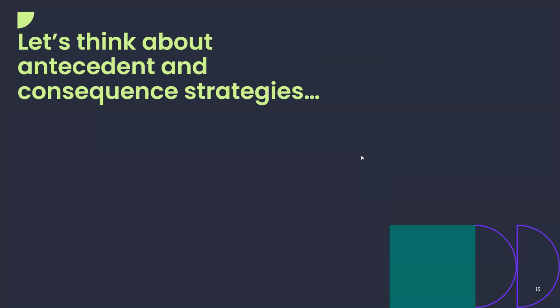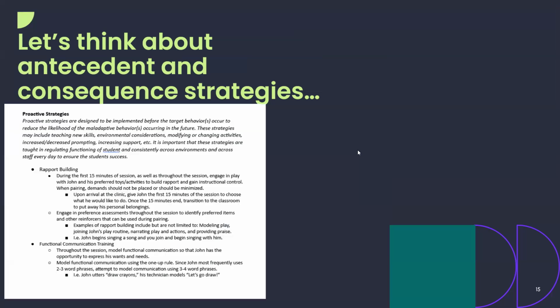Okay, let's go ahead and think about some antecedent and consequence strategies for John here. I'll give you a second to pause and think about that. So for the proactive strategies here, I included rapport building during the first 15 minutes of session, as well as throughout the session, engaging and playing with John and his preferred toys to build rapport and gain instructional control. I also include functional communication training here. So throughout the session, we're modeling functional communication so that John has the opportunity to express his wants and needs. Pretty straightforward there.